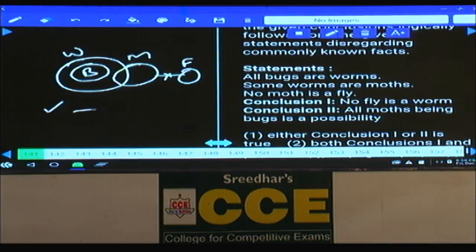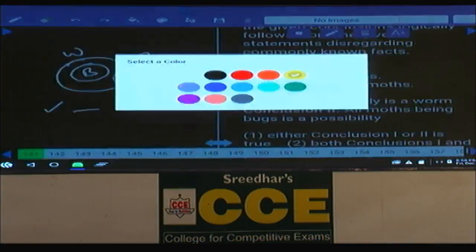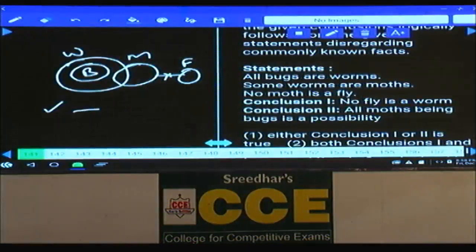And the second one is a possibility. To make the first one false, now we need to prove its alternate diagram. What is the complementary pair here? No fly is a worm means some of the flies are worms. Fly and worm. Hence, some flies are worms is true, no fly is a worm will be false. Alternate diagram proven, previous conclusion will be false.